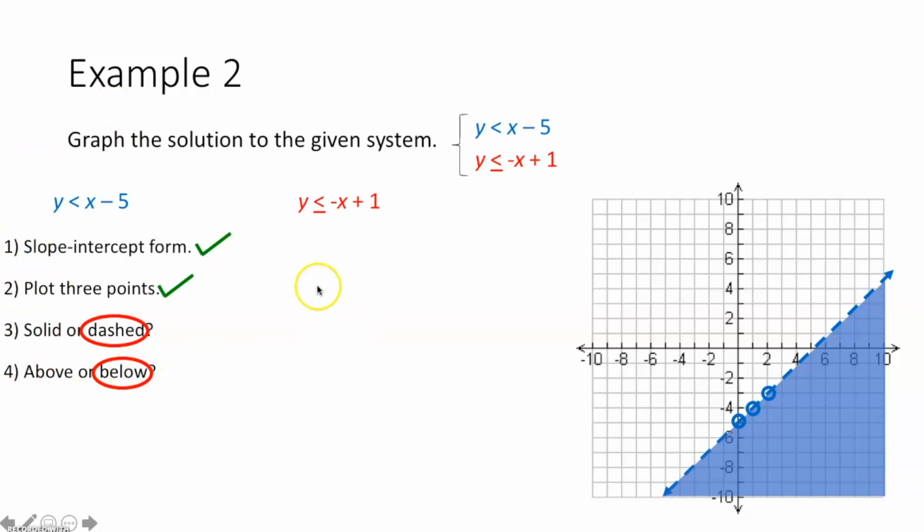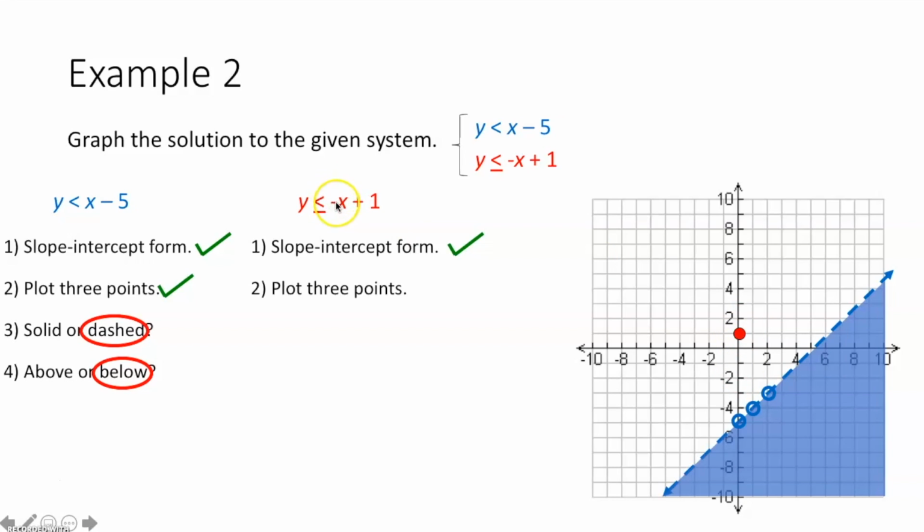Let's graph the second one now. So is it in slope-intercept form? Y = mx + b. Yes, we are in slope-intercept form. Check. Next, we need to plot 3 points. Now, because there's an equal sign here, we can plot closed circles instead of open circles like this one. So we start with our y-intercept. That would be 1. So we go to (0, 1), put a closed circle, and use our slope to get the rest of the line.